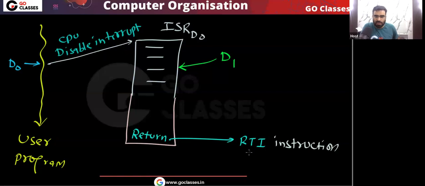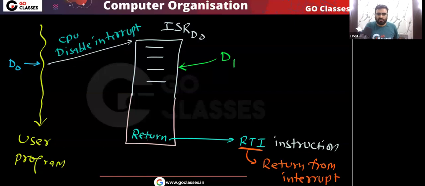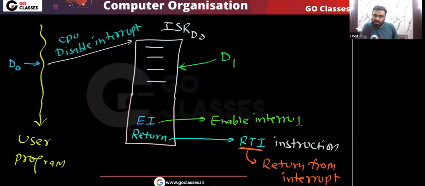What is the full form? The full form is return from interrupt. This is a very simple point: we have to return from this ISR to the original program. So the last instruction is actually RTI, the return from interrupt instruction. Just before it, we have the enable instruction. EI means enable interrupt.